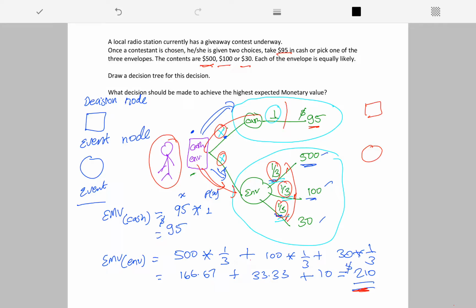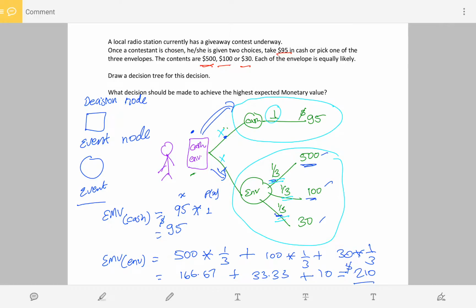And then we'll start from the back. For each event, we find the value. And we come back and we'll have multiple layers of trees. But the notion is exactly the same. The value of choosing this decision is 95. The value of this decision is 210. So we choose the value that has the higher expected monetary value. That's all there is to EMV, and we'll look into more complex problems as we move along.